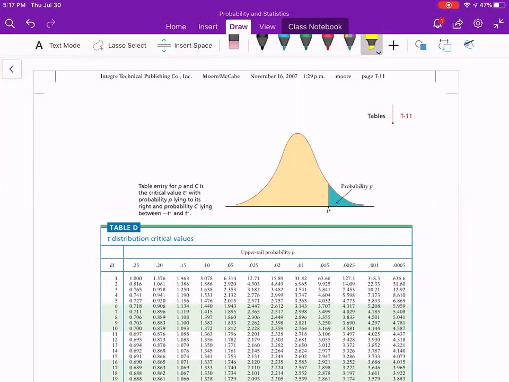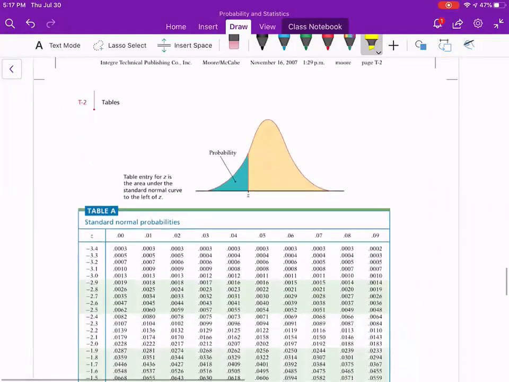According to the picture, the T distribution is bell-shaped, just like the normal distribution. You have a T label on your x-axis. And the shaded region, or the area or probability, is to the right. You'll notice that the first label that I highlighted is upper tail probabilities. So these are probabilities to the right of your T value.